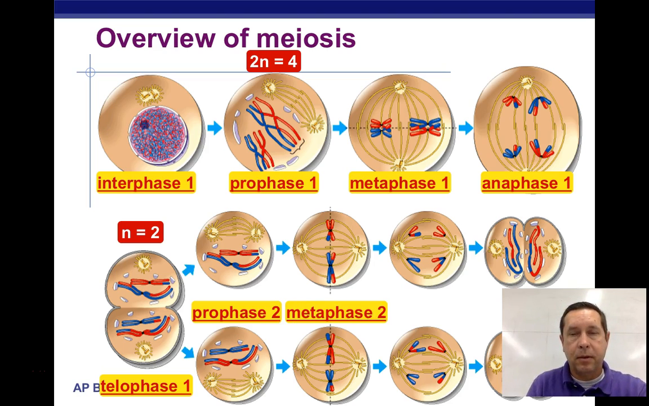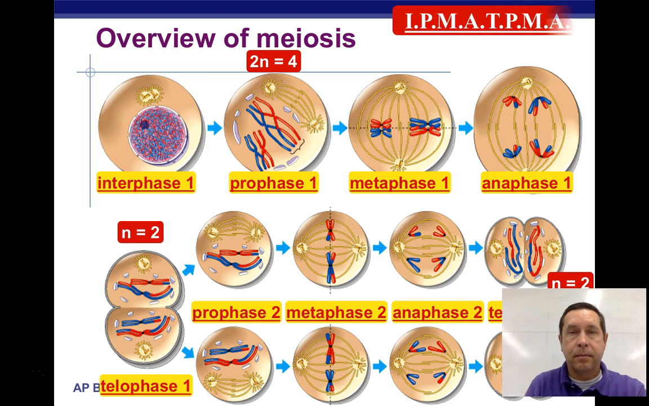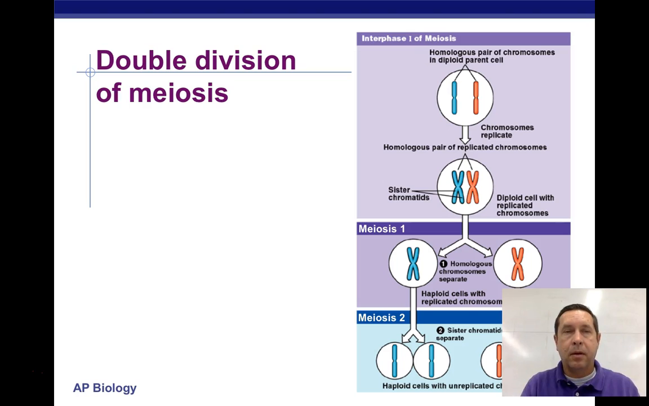So we're doing a reduction division here, where we're going through the different stages of meiosis 2, prophase, metaphase, anaphase, telophase. At the end, you end up with 4 cells, which are haploid, have 1 copy of each chromosome. So the difference is we don't have a doubling of the chromosomes between meiosis 1 and meiosis 2. So like I said, 2 divisions.